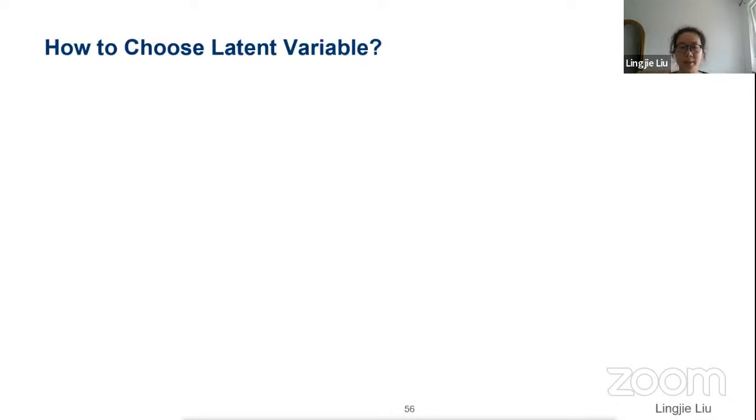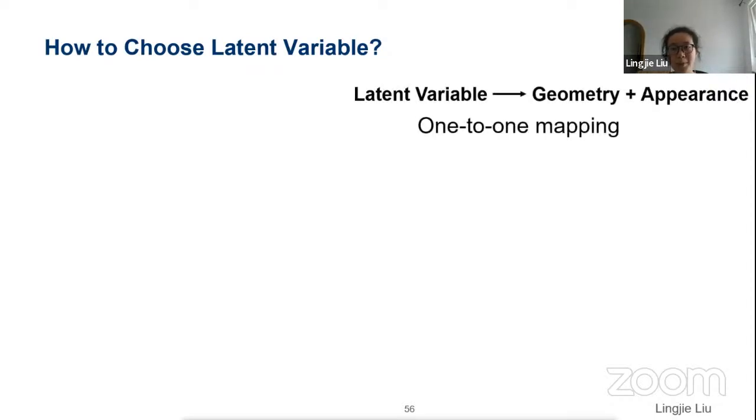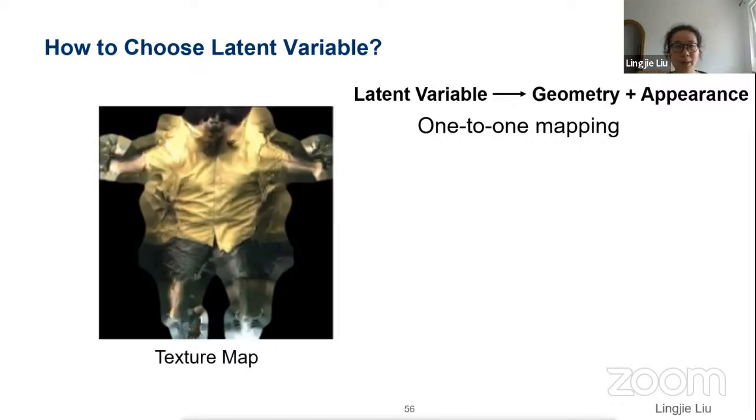The next question is how to choose the latent variable. As discussed before, this latent variable should ensure that the mapping from this latent variable to dynamic appearance and geometry is a one-to-one mapping. We chose to use a texture map as this latent variable, which is aware of the human structure.